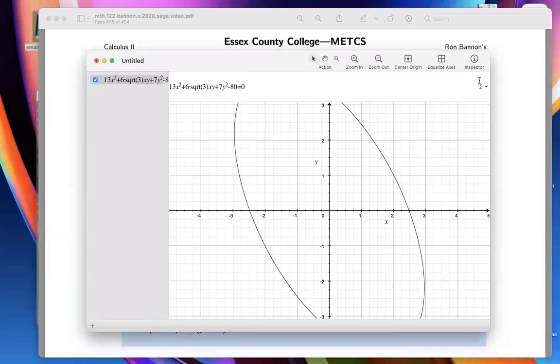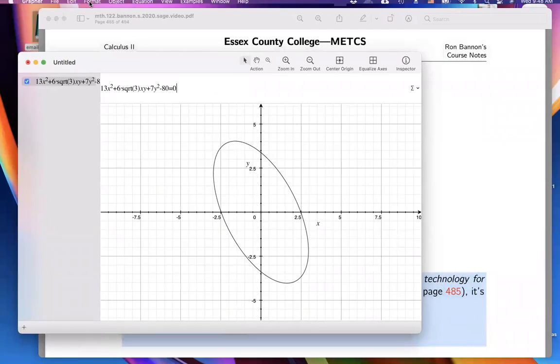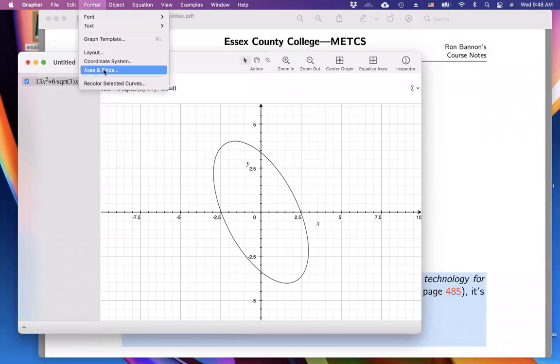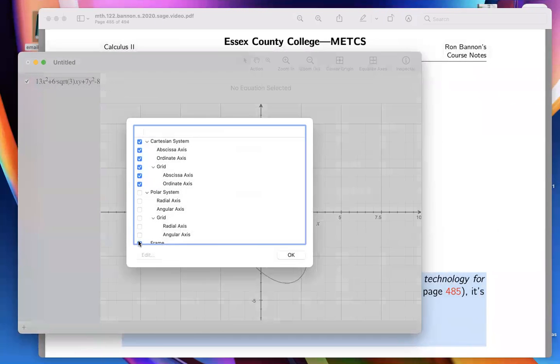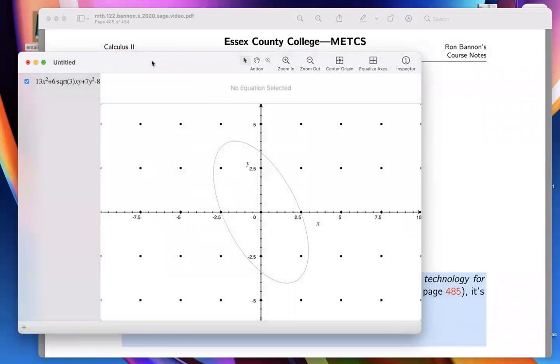the same picture. All right, let me just zoom out a little bit. I'm going to get rid of the grid because I just don't like the grid. I'll get rid of the frame and I'll get rid of the grid. I do this often enough that I probably should just make that the default.